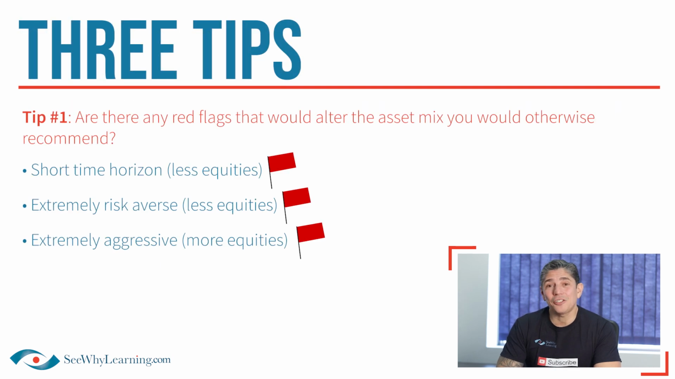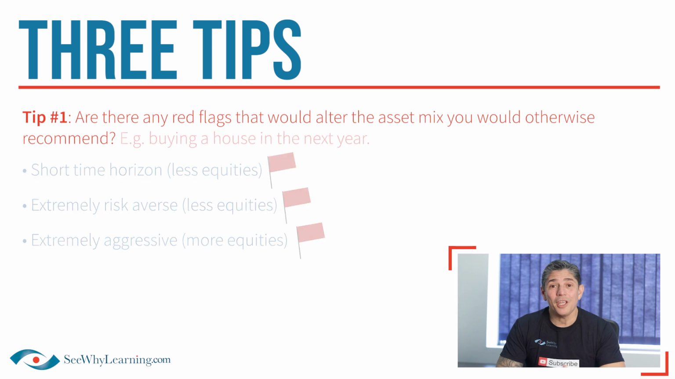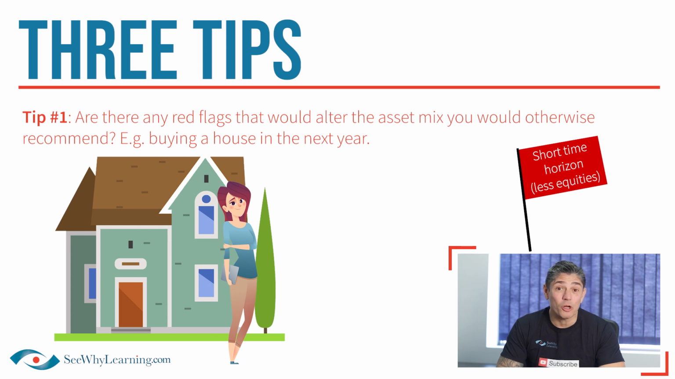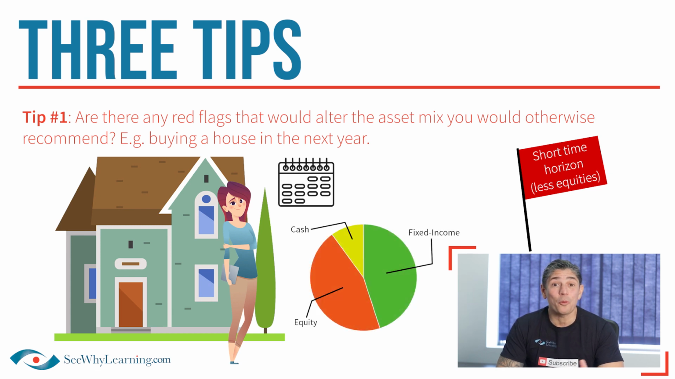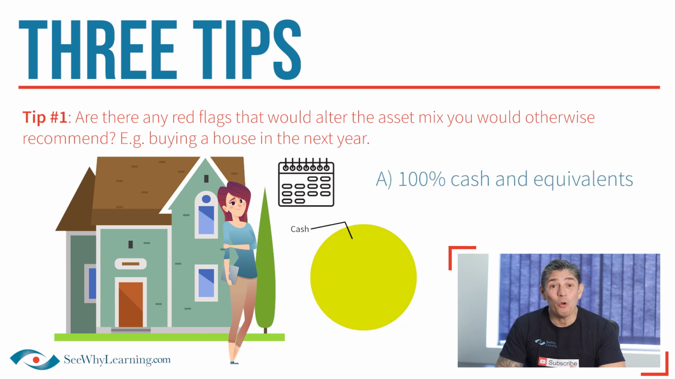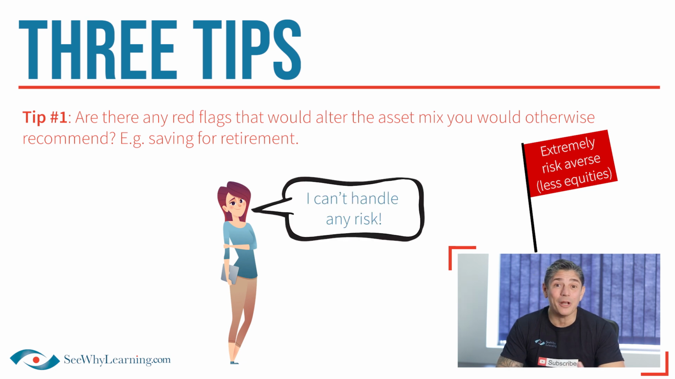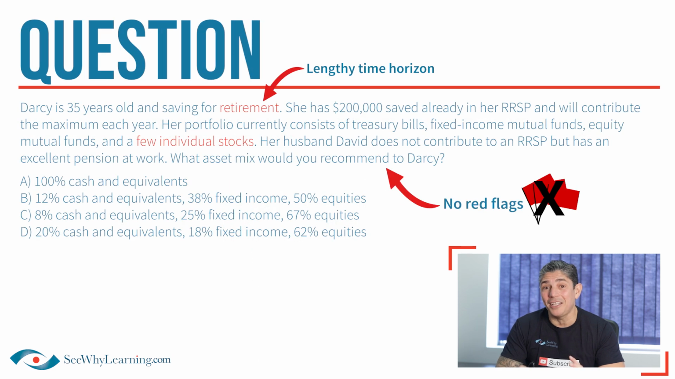Tip number 1, ask yourself, are there any red flags that would stand out that would alter the asset mix you would otherwise recommend? For example, if the scenario said Darcy was going to be using the money to buy a house in the next year, with such a short time horizon, it probably wouldn't be appropriate to hold equities. Her portfolio should be in cash and equivalents, so answer A would be a good answer if that were the case. Or if she were saving for retirement but extremely risk averse, perhaps she would have very little equities despite being quite young. Now, there are no red flags in this scenario, so let's move on to tip number 2.